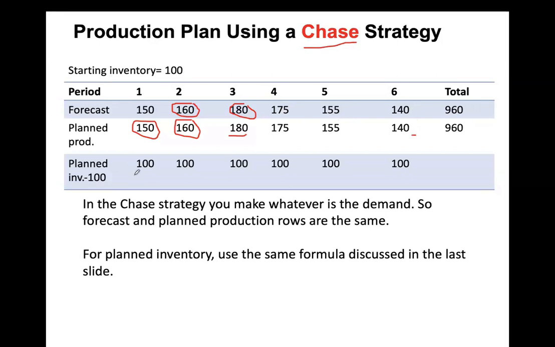And this planned inventory remains the same throughout. Again, we can use the same formula to calculate planned inventory, which means opening inventory plus production minus demand. So for example, in this case, it will be 100 plus 150, that will be 250. 250 minus 150 is equal to 100. And then again, we can do the same thing here. 100 plus 160 will be added, and then 160 will be subtracted. That will give us 100. 100 plus 180, that's 280, minus 180 is 100. So planned inventory remains the same, and this is called chase strategy.